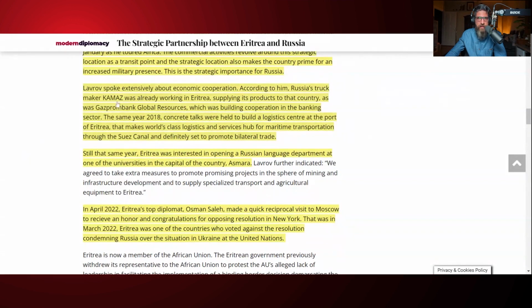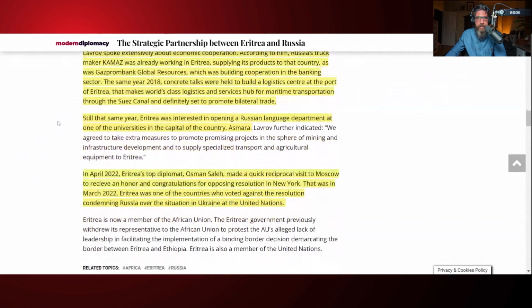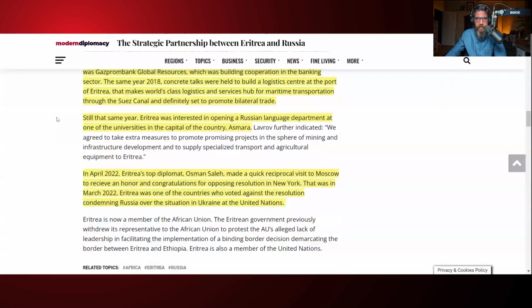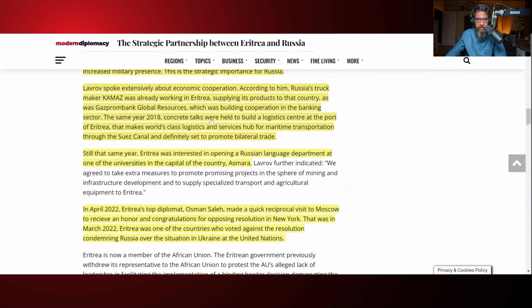According to him, Russia's truck maker Kamaz was already working in Eritrea, supplying its products to the country, as was Gazprom Bank Global Resources, which was building cooperation in the banking sector. Still, the same year, Eritrea was interested in opening a Russian language department at one of the universities in the capital, Asmara. But before that, I think this is important.